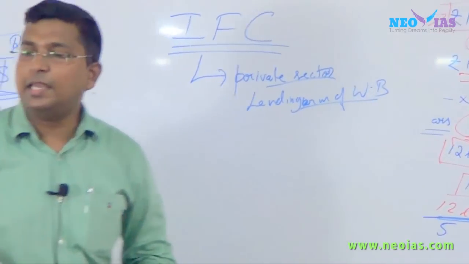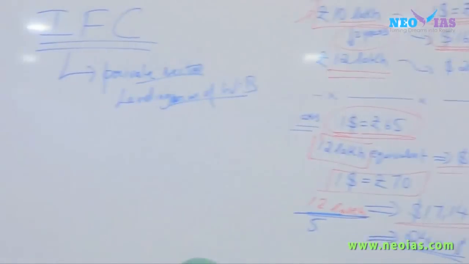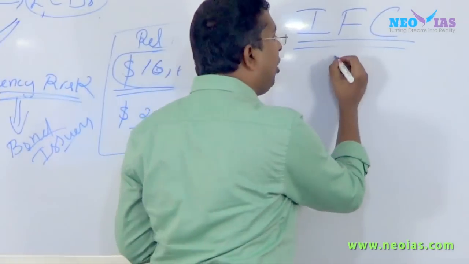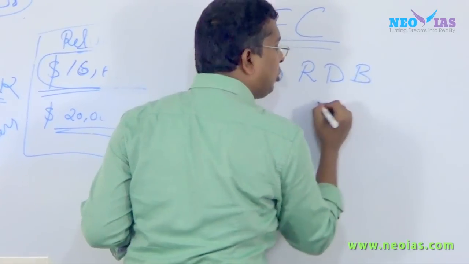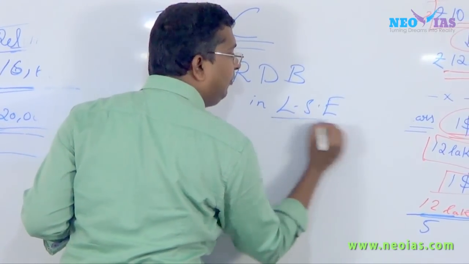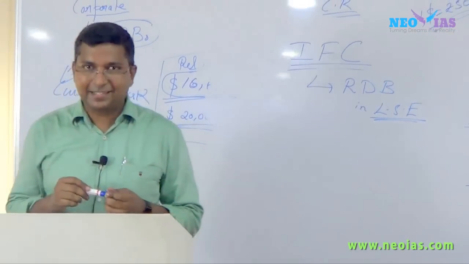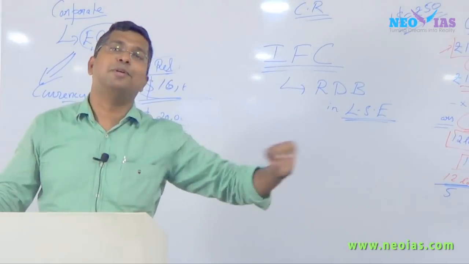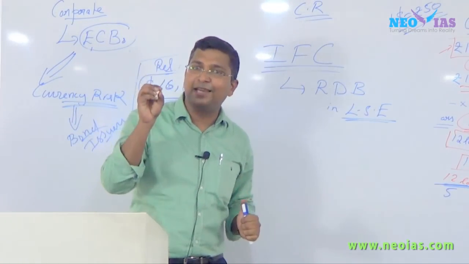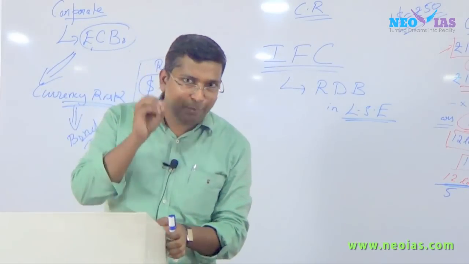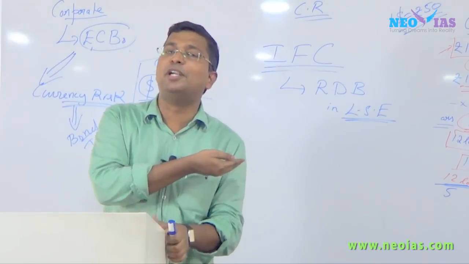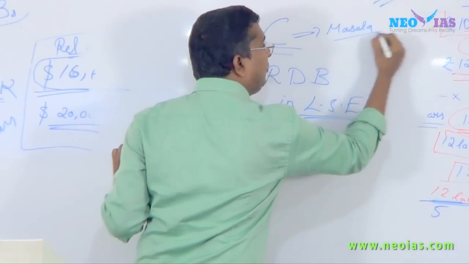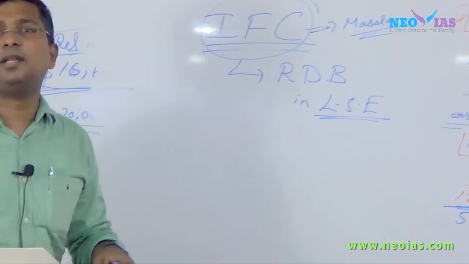What IFC did in November 2014 was issue a rupee denominated bond in the London Stock Exchange and raise some funds. While raising this fund, IFC gave a name to this bond. Now try to understand, the term Masala was given by this private sector lending arm of the World Bank. So the name Masala for the rupee denominated bond is given by IFC, the private sector lending arm of the World Bank.